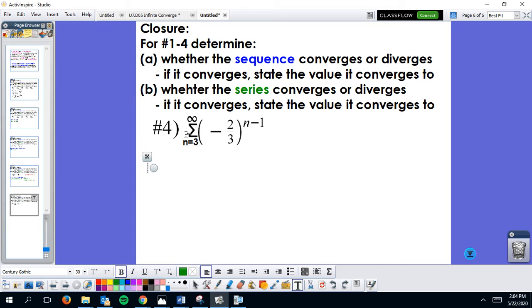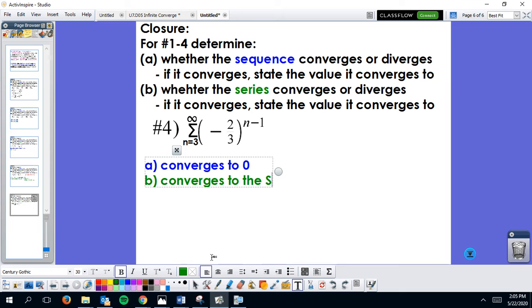This is a sum when it has this notation, but as a sequence, it is just the actual expression, -2/3 to the n-1. That's geometric. 2/3 is less than 1. We ignore the negative. And it's got an exponent of the variable minus 1. And so that is a geometric sequence with a ratio less than 1. So it will converge. The sequence converges to 0.